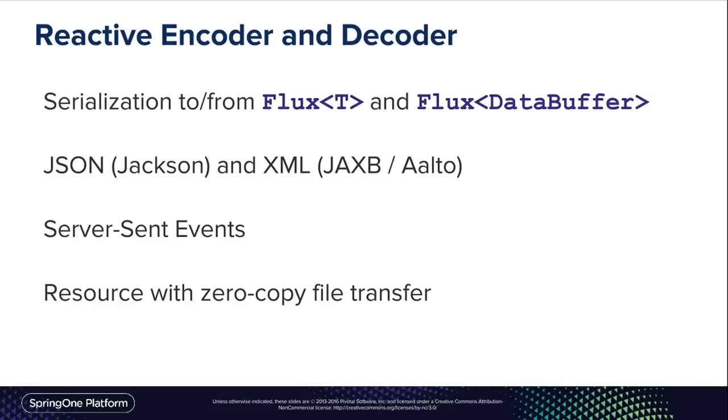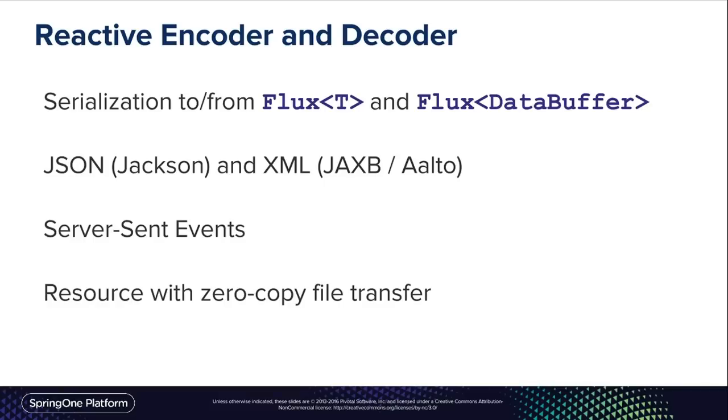Now, we also have reactive encoders and decoders. These are similar to the HTTP message converters that you may know from Spring MVC, except they're reactive and they work with a publisher on the input and a flux on the output. Basically, we're translating between data buffers, a stream of bytes, and objects.